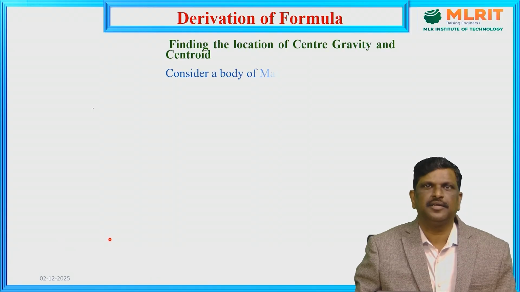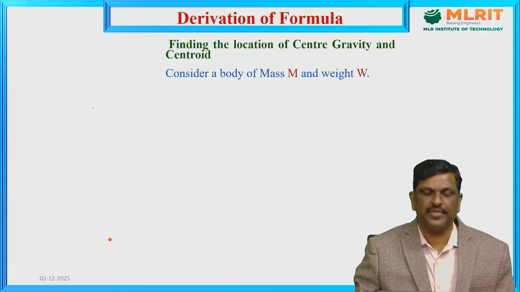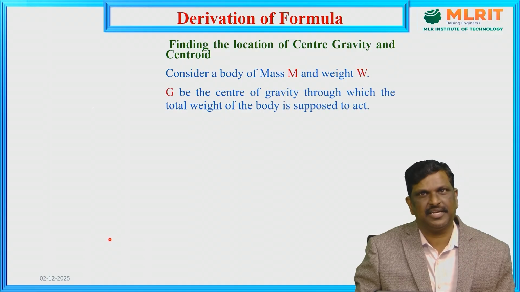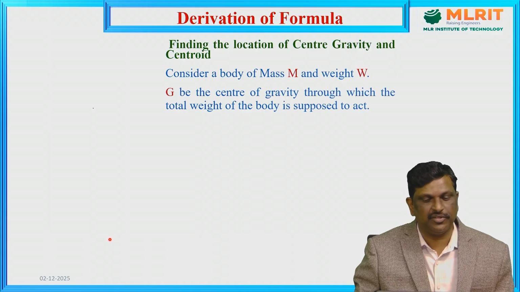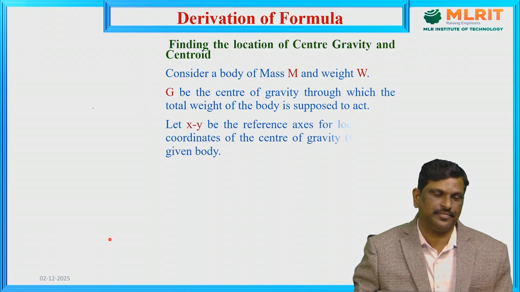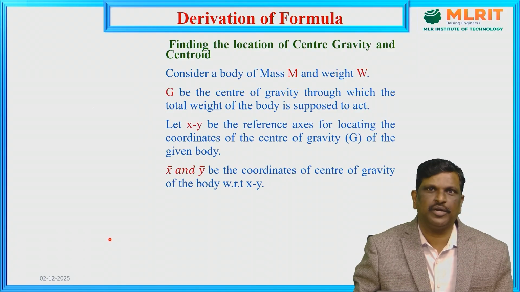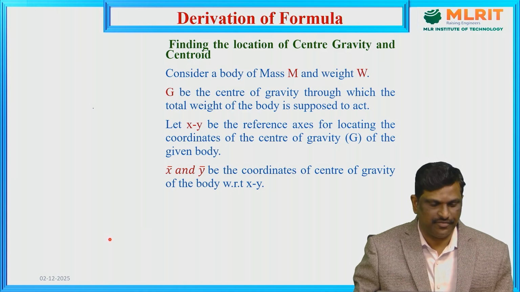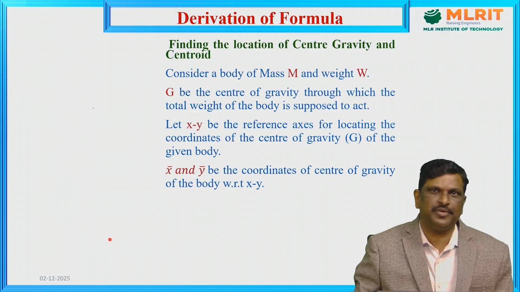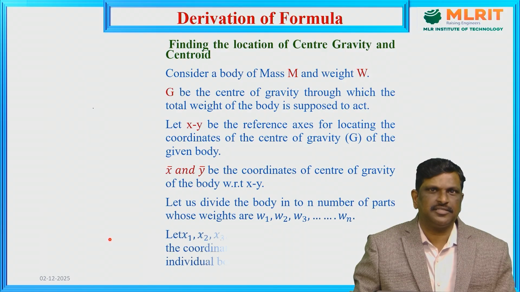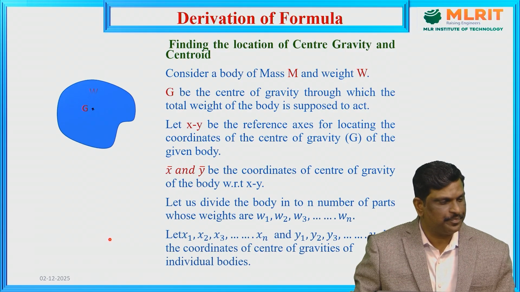Consider a body of mass m and weight W, and let G be the center of gravity through which the total weight of the body is supposed to act. Let xy be the reference axis for locating the coordinates of the center of gravity G of the given body, and x bar and y bar be the coordinates of the center of gravity of the body with respect to x and y. Let us look at the diagram.